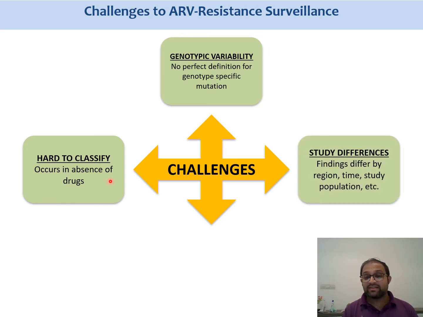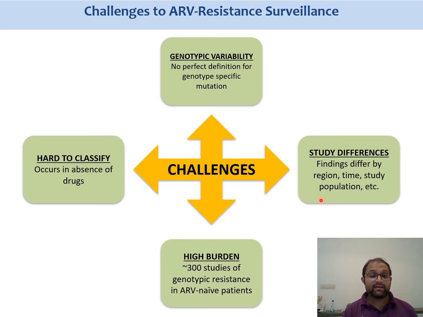The third challenge is the study differences. If you look at a comparison of all the studies from different regions of the world, there's quite a difference. There is consensus on mutations, but at the same time, there's also difference with respect to region, time, and study population. We often ignore the population genetics or selection pressures, but these play a very important role in deciding how the virus will evolve and what kind of mutation it will harbor in its genome.